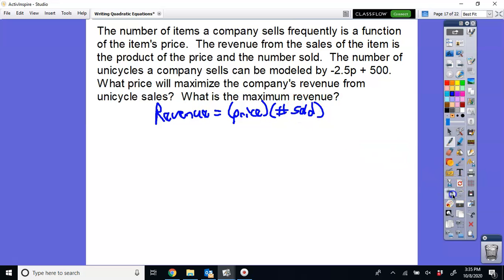Now, there's a reason I put those in parentheses like that, because essentially those little factors, like we talked about in intercept form, is the way these problems are set up. And we will also see this in some physical things like area. So in this particular problem, I have revenue for a unicycle company.